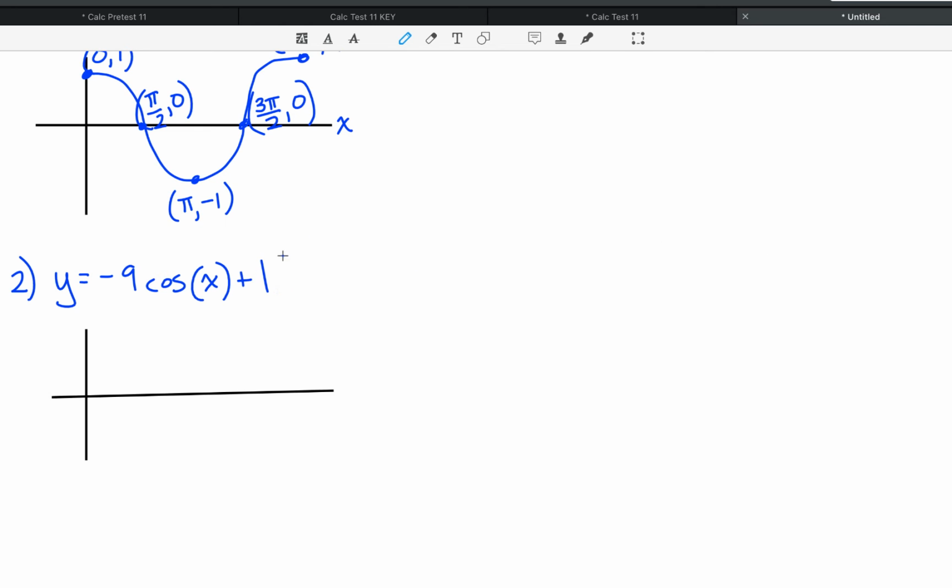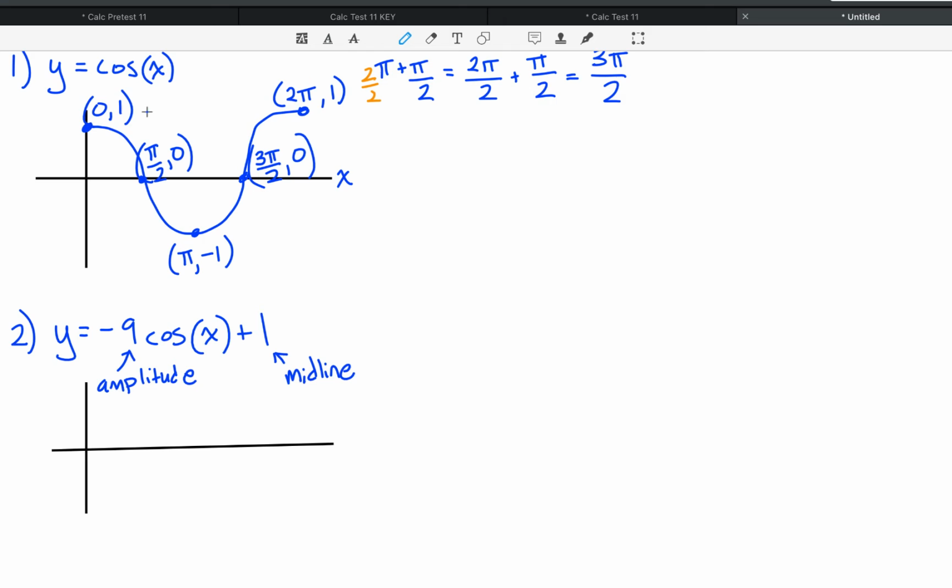I'll take some notes on here as well. So the 1 over here, this affects the midline. This 9 is kind of the amplitude. I say kind of because you can't really have a negative amplitude. The negative does flip the graph. So look at our previous problem. This was cosine. It started at 0, 1, but because we have a negative out here, instead of starting at a maximum, it's going to start at a minimum. So it's going to start down here. And there's no phase shift. There's no period change, weird things happening here. It's just simply a flip.